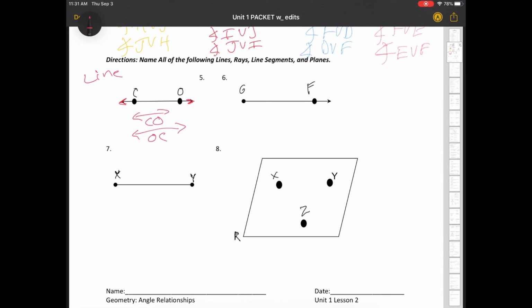Now the next one, this is not two arrows on the ends. This has one hard endpoint at G and an arrow. So this is a ray. It goes on infinitely in this direction, but not the other direction. So the only appropriate name here would be ray GF, with the endpoint as the first letter.